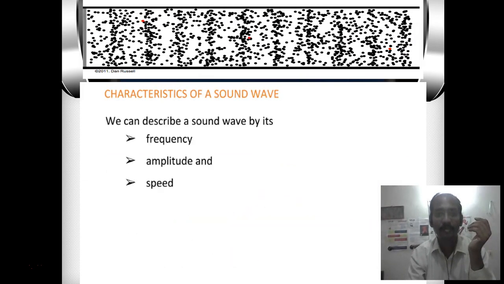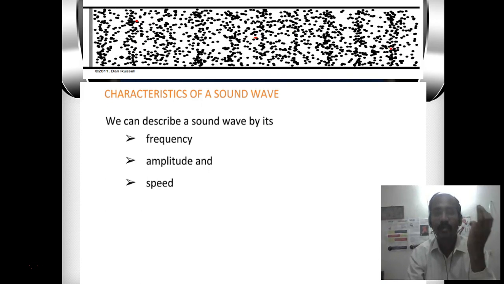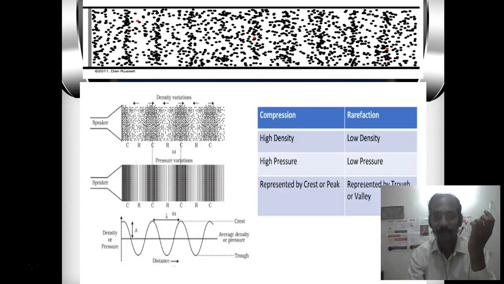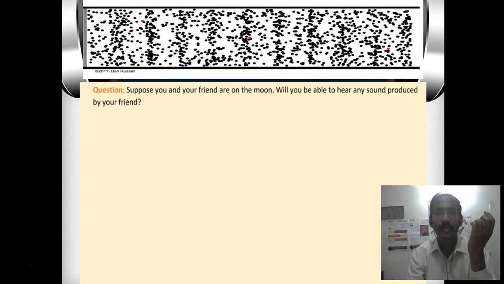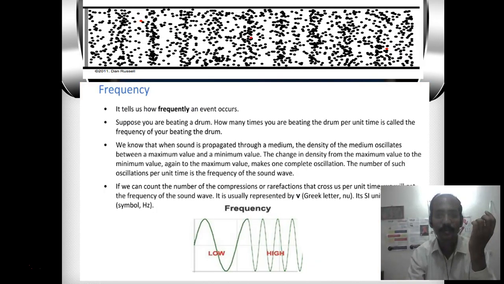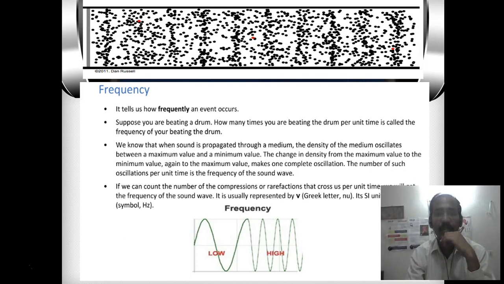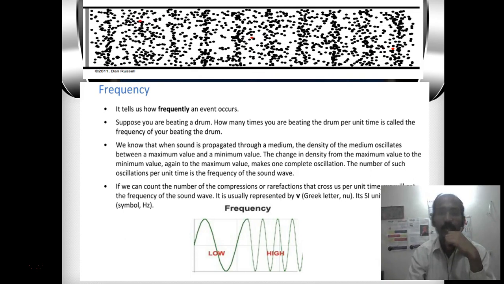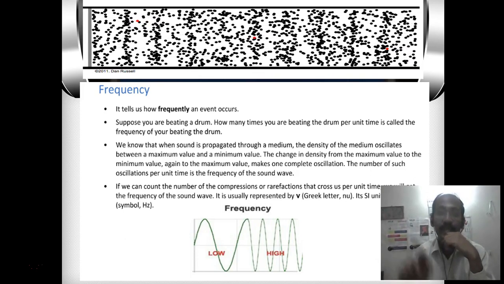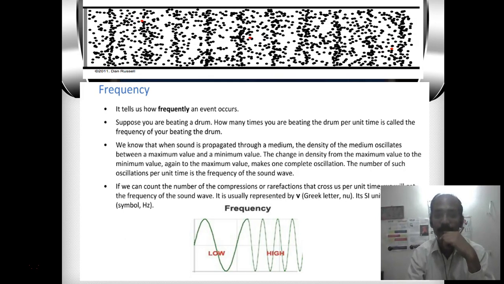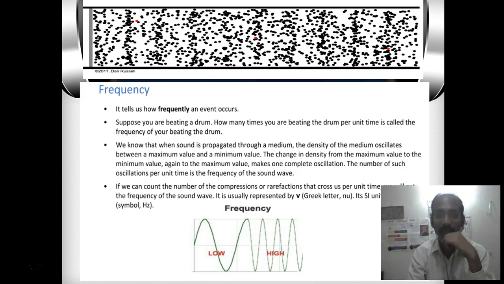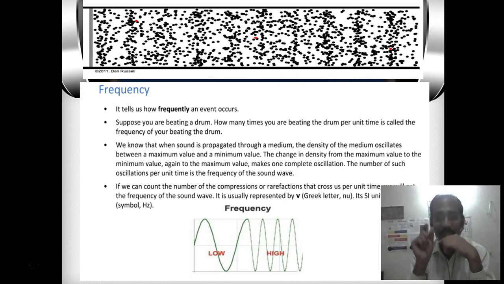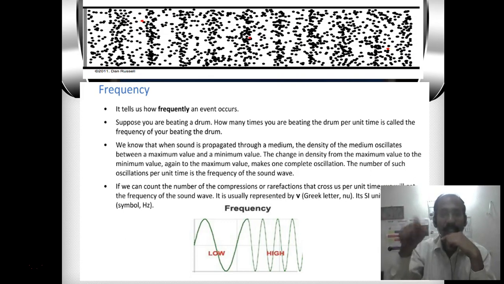Characteristics of a sound wave. We can describe the sound wave by its frequency, amplitude, and speed. Now, frequency: how frequently does an event occur? For example, suppose you are beating a drum. How many times are you beating the drum per unit time? That is called the frequency of your beating of the drum. The number of times you beat in 1 minute or 1 unit of time, that is called the frequency.